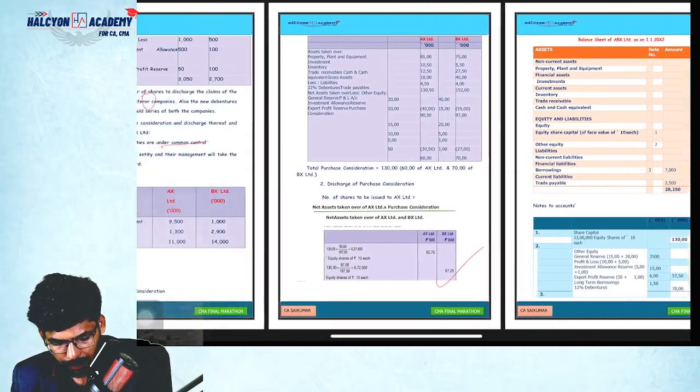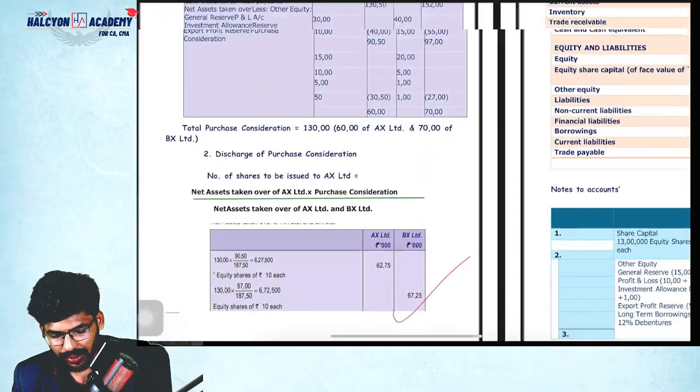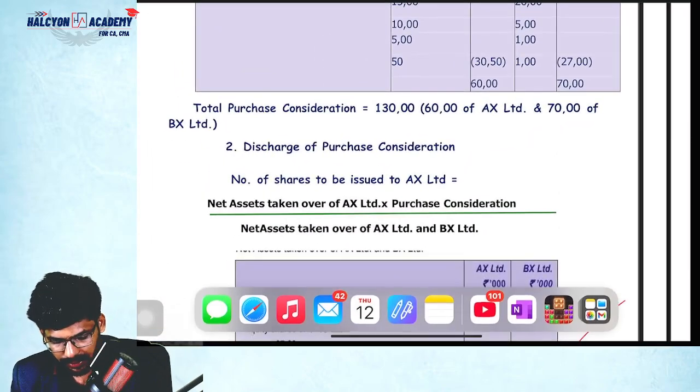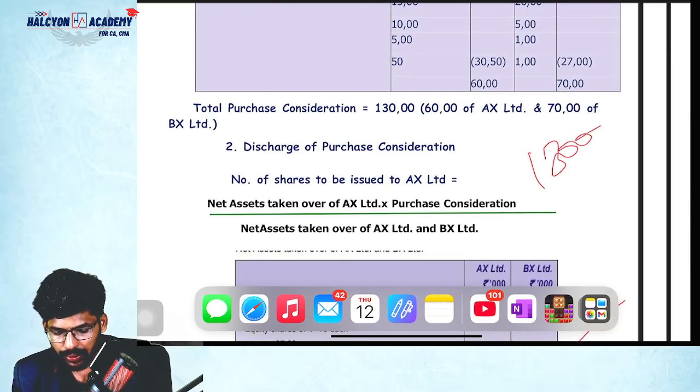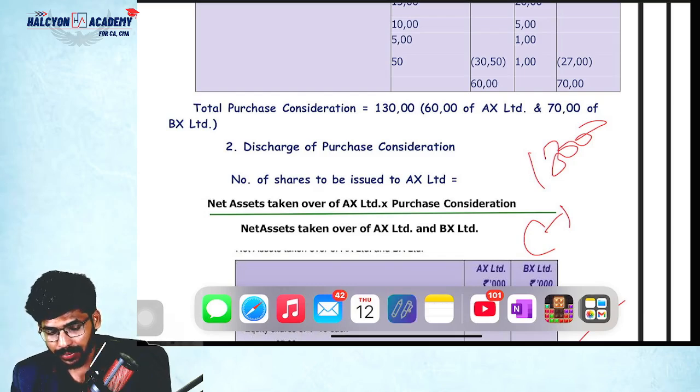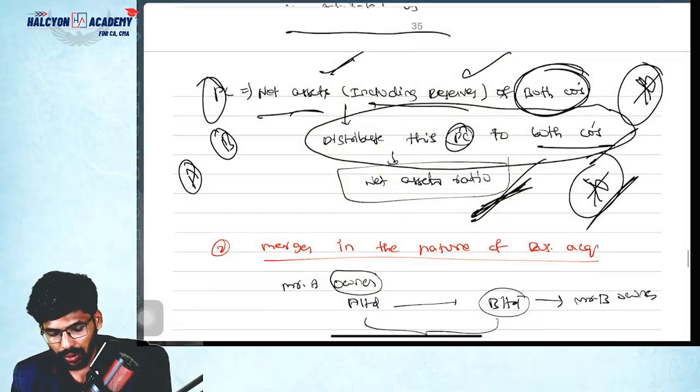Calculation of goodwill or gain on bargain purchase. What's the purchase consideration, guys? What is the purchase consideration? Total 13,000. Correct? Yes, 13,000 minus net assets. Net assets including reserves or excluding reserves? What's the concept here?